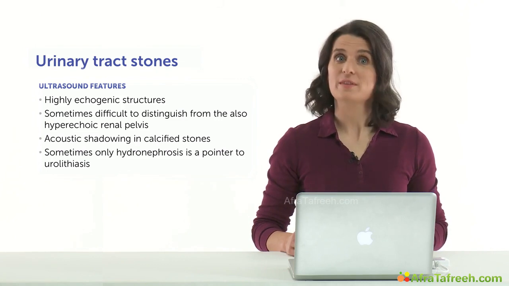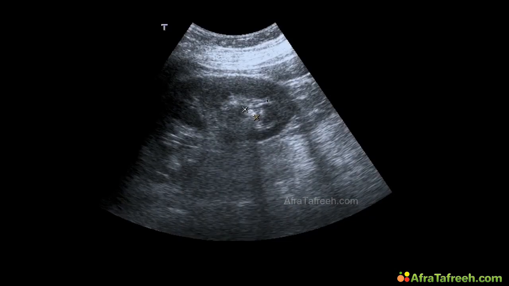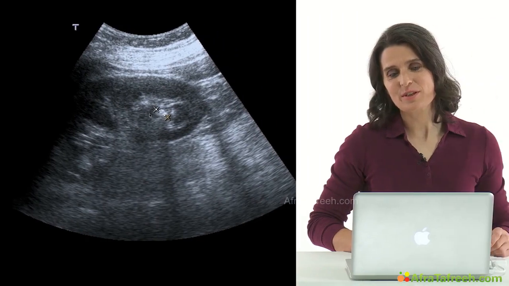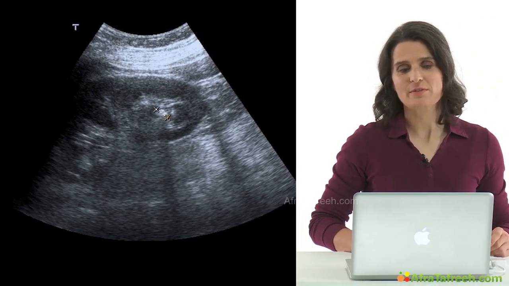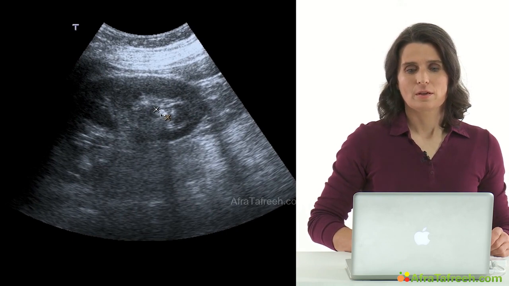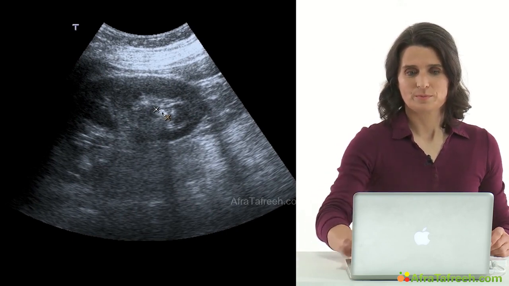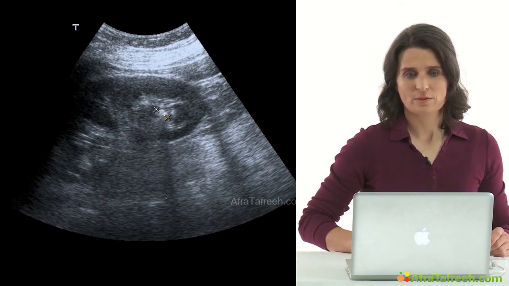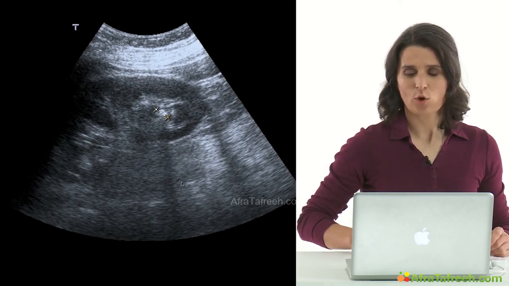In this image, we can see in the center of the kidney a small hyperechoic object. As you see, not easily to distinguish from a renal pelvis, but between these two markers, we can see it over here, a renal stone with acoustic shadowing, clearly seen over here.